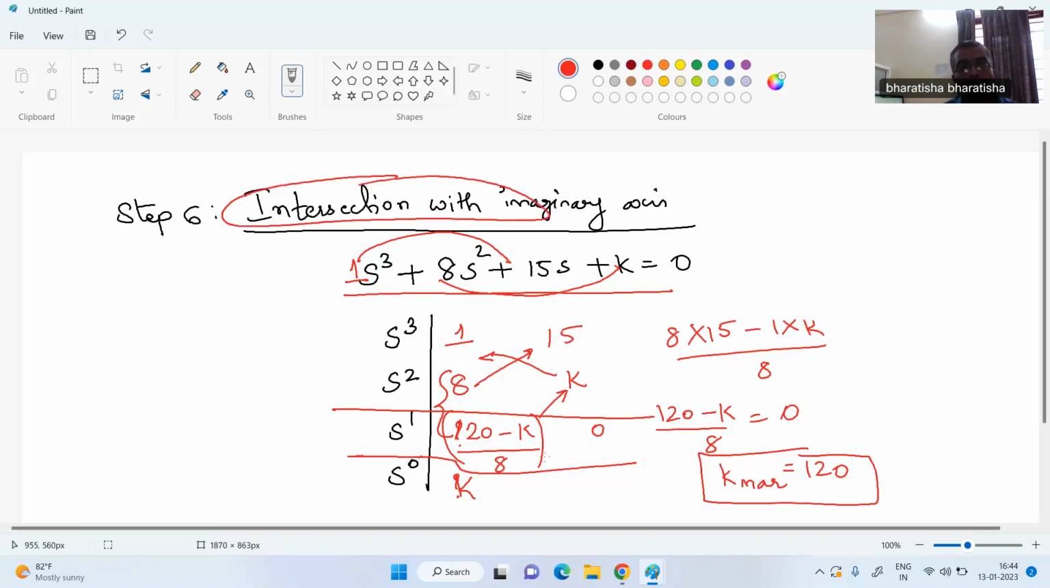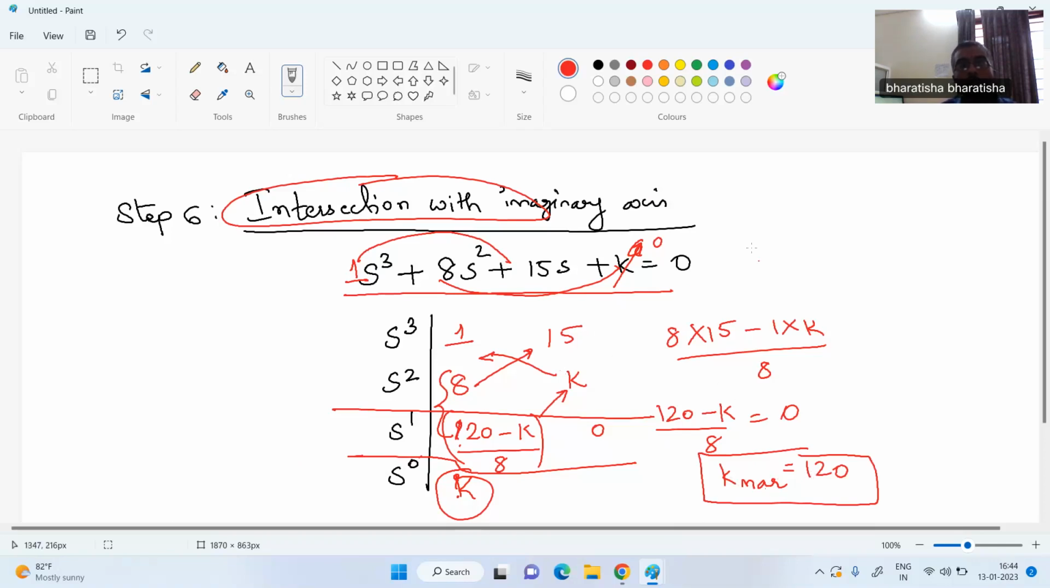Okay, so this is the row of zeros. You should not directly equate this k to 0, because if I equate this k to 0, then the entire system becomes unstable. So you should not consider the s power 0 row. The row above the s power 0 row should be considered as the row of zeros, from which you get the marginal value of k. So the k marginal value is 120.